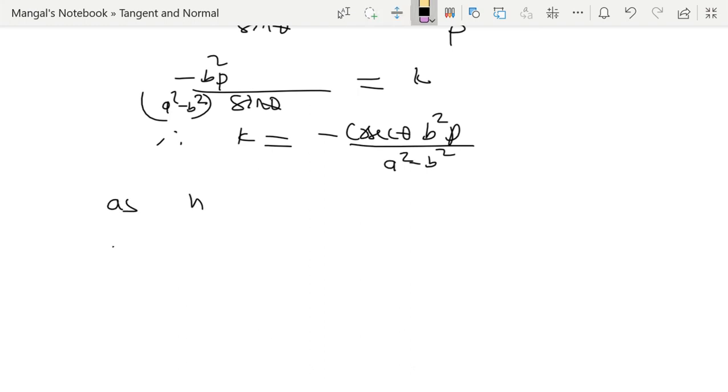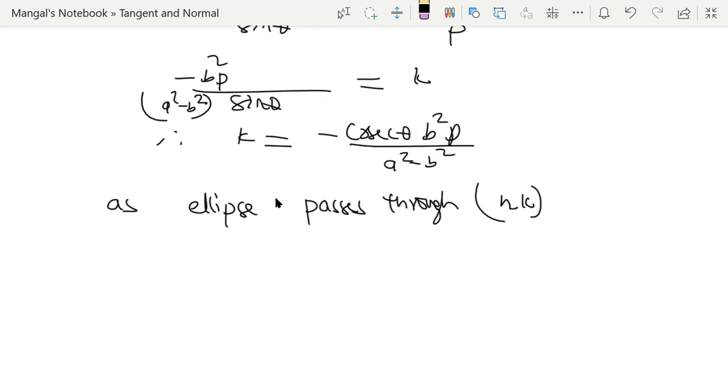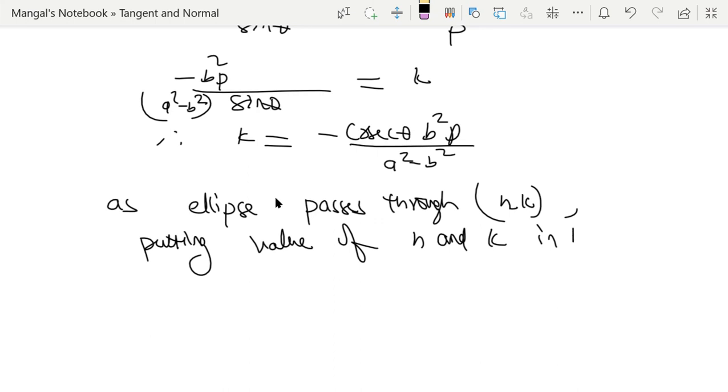As the ellipse passes through h comma k, you can put the value of h and k in the equation of the ellipse. Putting the value of h and k in the equation of the ellipse.